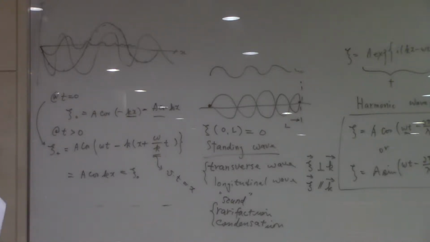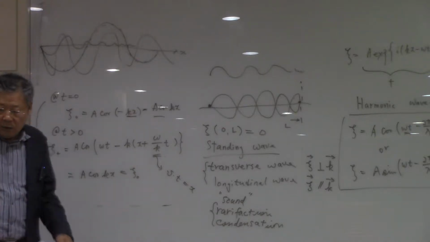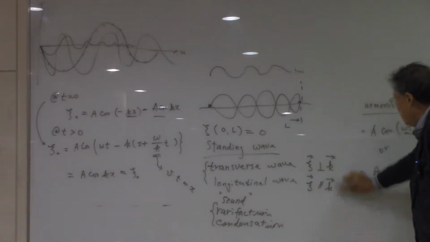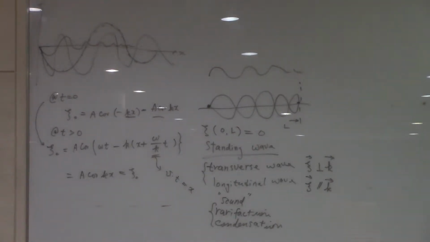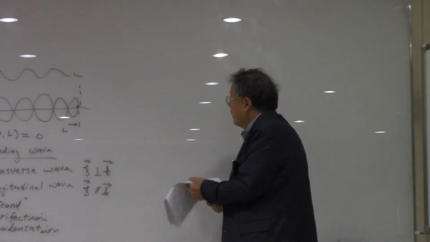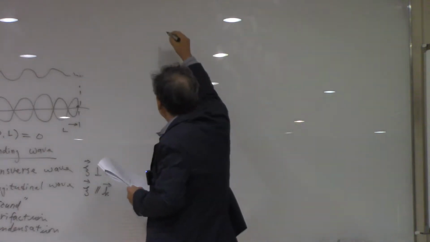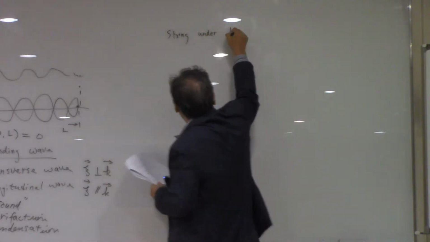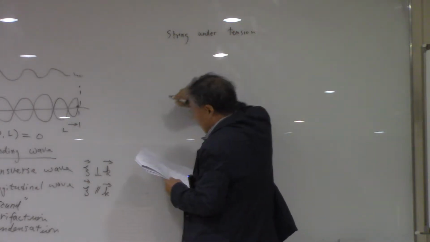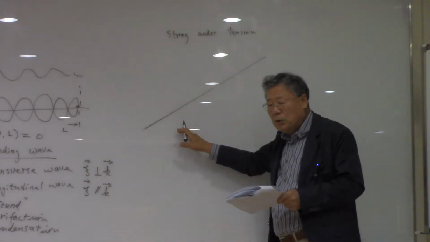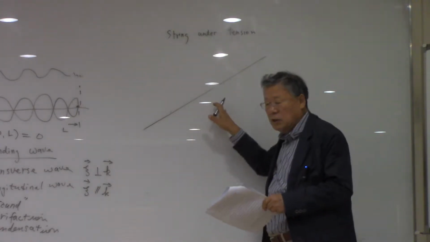Okay, let's go into the real system to which we can apply the wave equations. And the most simple and easy to understand is the string. Okay, string under tension. That is, there's a string, and only one small portion of the string is going to be shown here.